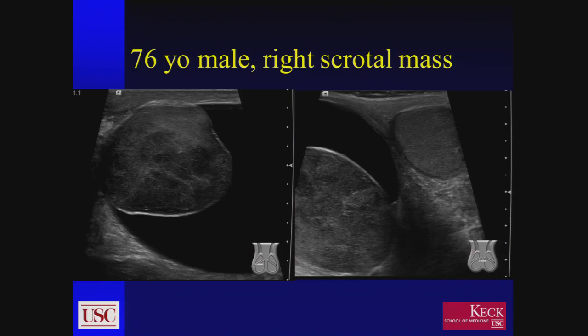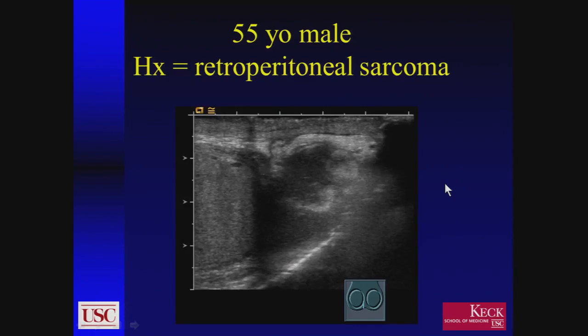And actually that is the most common primary to go to the testicle or to the epididymis, prostate cancer. This was another man who presented with a scrotal mass. In this particular case, you see this very odd looking mixed echogenicity mass in the area of the epididymal tail. Again, this was a patient who was 55 years old, had a history of retroperitoneal sarcoma, and this was metastatic to the epididymis. So you can have metastatic disease to the testicle itself, and actually more commonly to the epididymis.